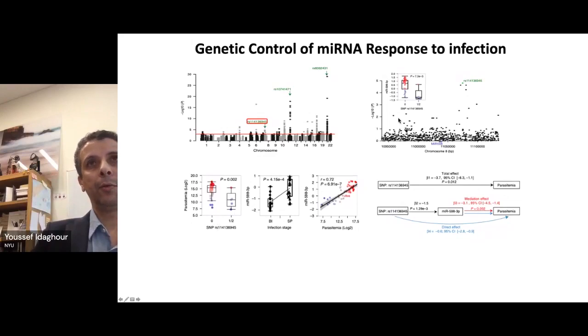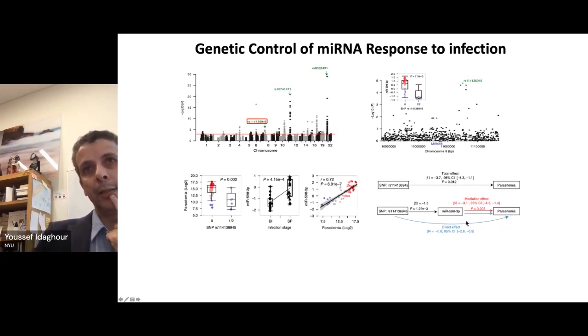Now, if we completely ignore microRNA and look at the association between the SNP and parasitemia, we see this association with the minor allele associated with low levels of parasitemia, which is really interesting. We've seen the same signal between microRNA and the infection stage in our discovery cohort. And interestingly, we see this very nice, strong positive correlation between parasitemia and microRNA. The model that we came up with suggests that there is an effect of this SNP on parasitemia, and it's mediated by microRNA. And this was supported by statistical analysis of the data.